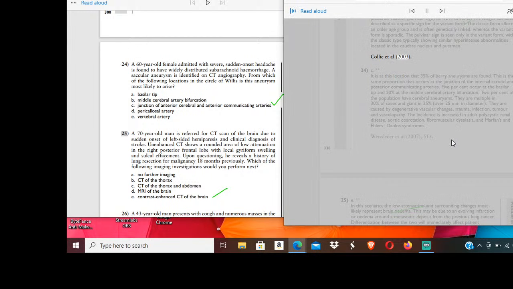24. C. It is at this location that 35% of berry aneurysms are found. This is the same proportion that occurs at the junction of the internal carotid and posterior communicating arteries. 5% occur at the basilar tip and 20% at the middle cerebral artery bifurcation.